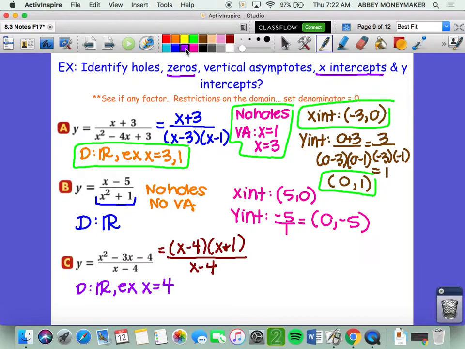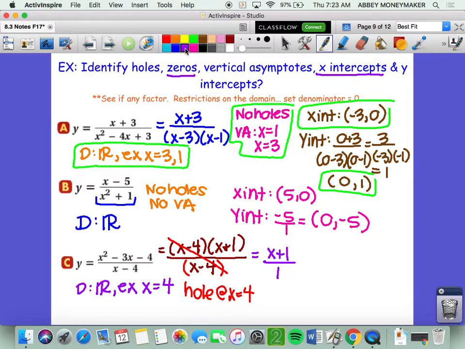X equals 4. Now here, when I go to talk about the difference between a hole and an asymptote, again, does anything in the denominator cancel out with a factor in the numerator? Yes. So what's happening at 4? We have a hole at x equals 4. Now, that leaves me with x plus 1 on top. If you want to put over 1, that's totally fine.